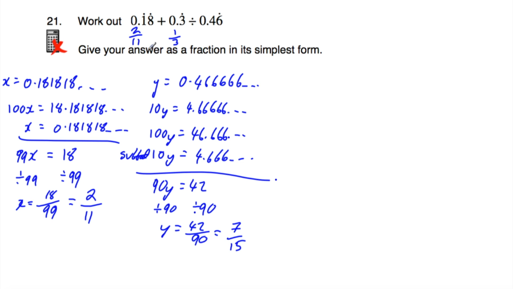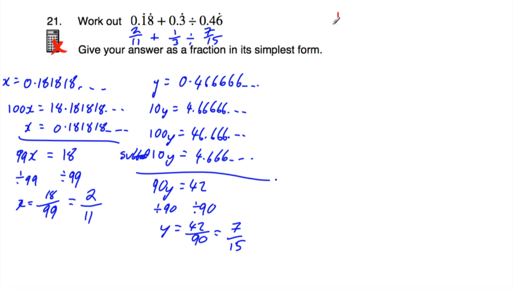So 7/15 is 0.46666 and so on. So we've now got our three fractions. We've got 2/11 plus 1/3 divided by 7/15. Okay, so we now need to work this out. Now, whenever I made this question, I've done this on purpose. We've got an addition and a division. So remember, whenever we've got divisions and additions, we need to do the divisions first, our order of operations. Some people call it BODMAS or BIDMAS, but we need to do the division before we do the addition.